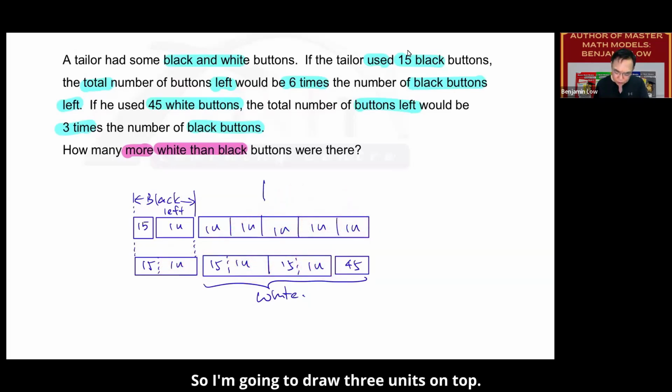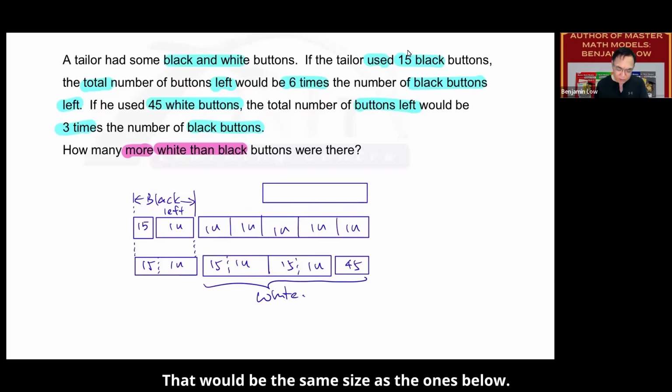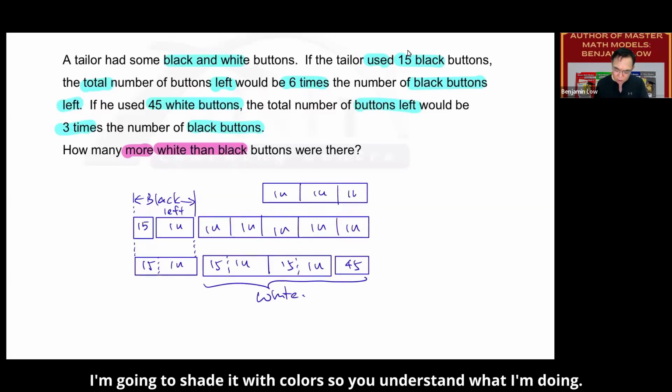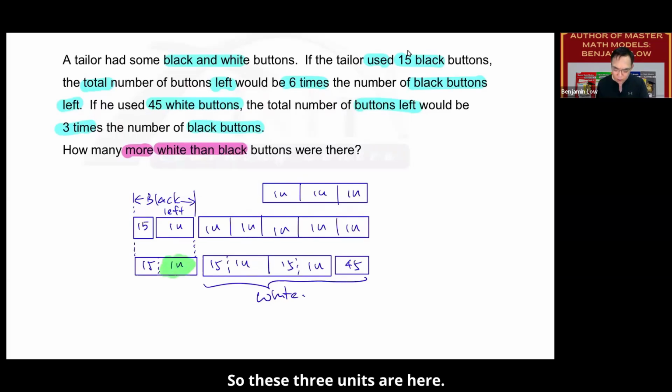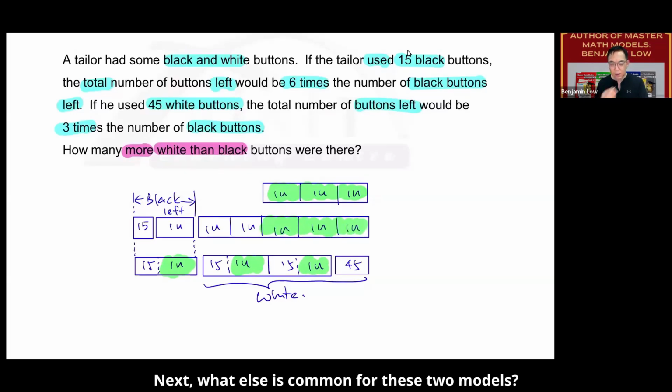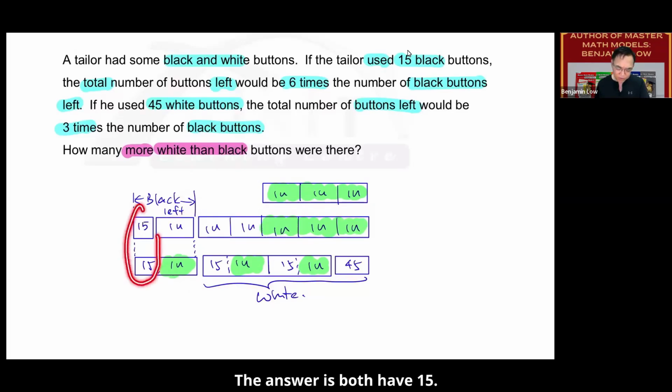So I'm going to draw 3 units on top that would be the same size as the ones below. Okay, I'm going to shade it with colors so you understand what I'm doing. So these 3 units are here. Okay, and they correspond to this. Next, what else is common for these two models? What do you notice? The answer is both have 15.